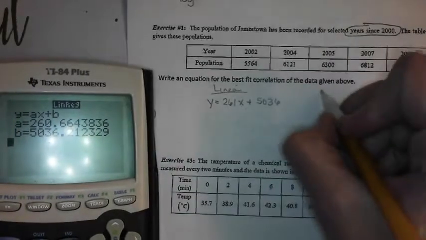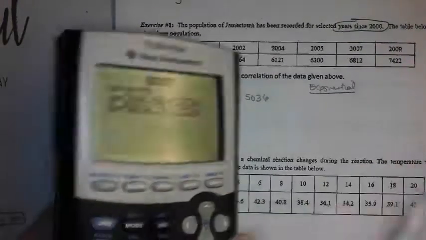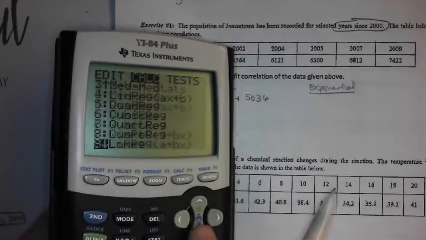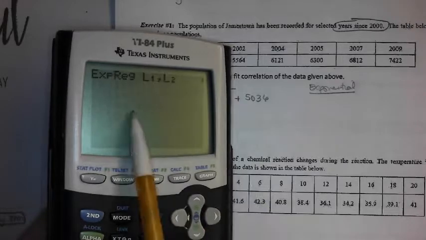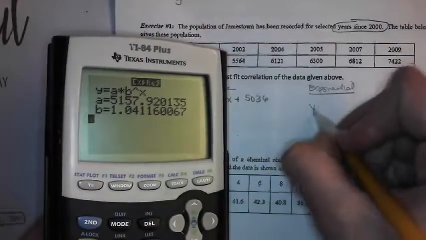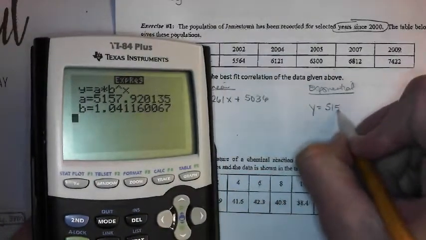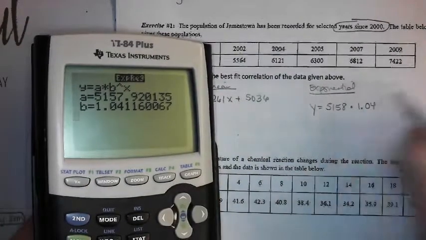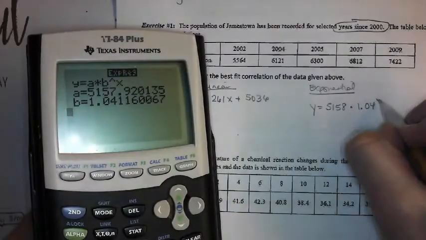And if I were to run an exponential, I would just do stat, calculate, go down to exponential regression, and again, it's going to give me at the top the general format, a times b to the x power. So our a is 5,158. Our b, I'm going to do 1.04 to round that to the nearest percentage growth to the x power.